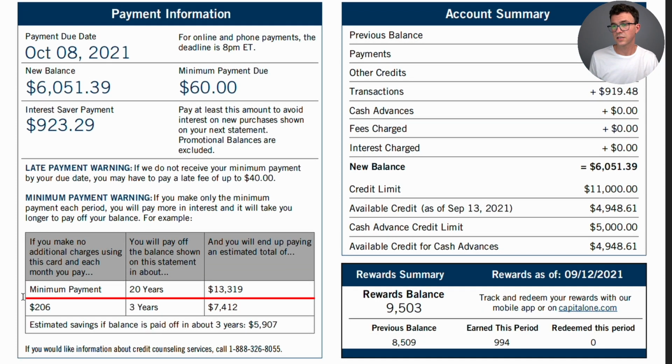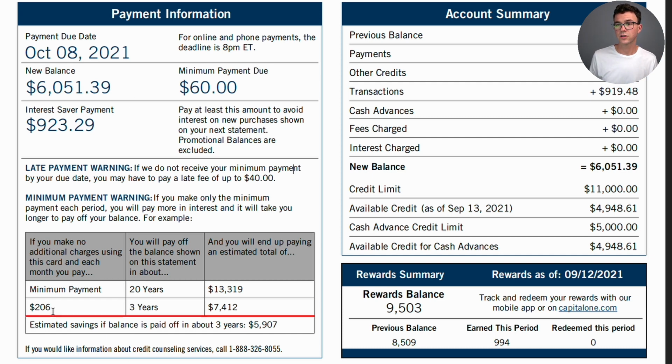So what you'll see here is if I just made the minimum payment, which right now is $60, it would take me 20 years to pay this off. I would end up paying $13,319, which is more than double the balance I have right now. So you'll see how much more of a difference making a larger payment makes.